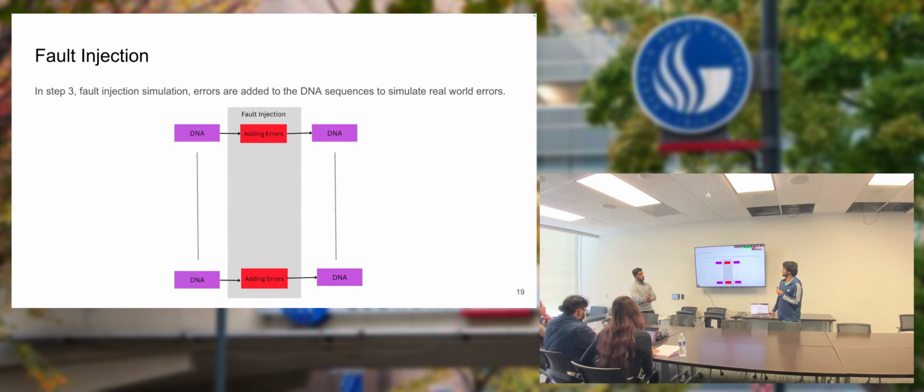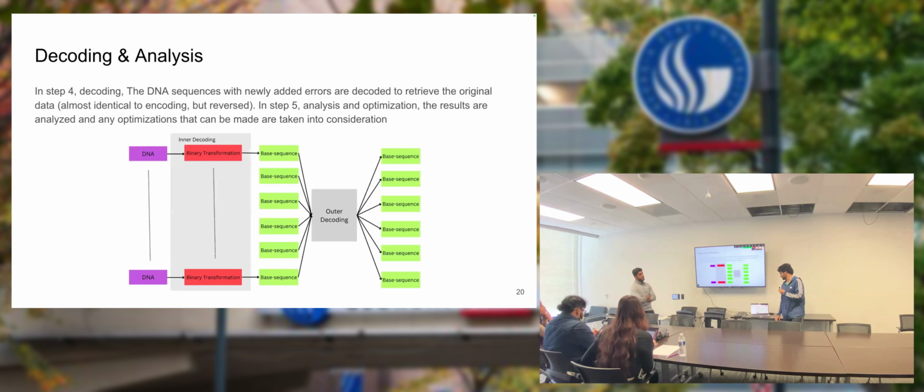So in step 3, the fault injection, simulation errors are added to the DNA. After we encode it, we add some errors to simulate real world errors. This is a pretty simple step. And then this is the 4th step, decoding and analysis. The DNA sequences with the newly added errors from step 3 are decoded to retrieve the original data. This step is almost identical to the encoding, but basically in reverse. So you do the encoding backwards: the inner decoding, and then the outer decoding.